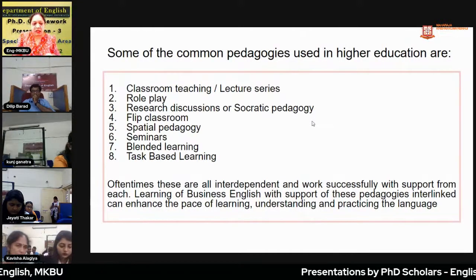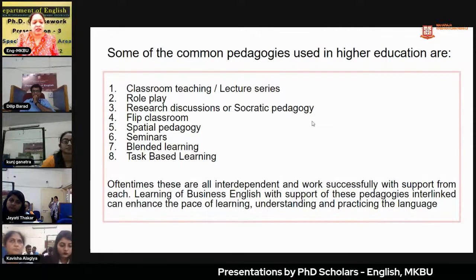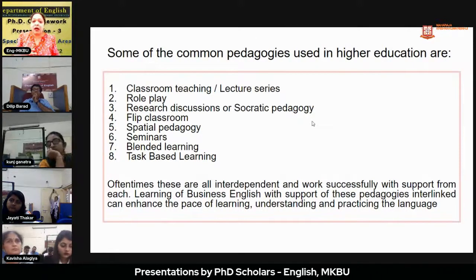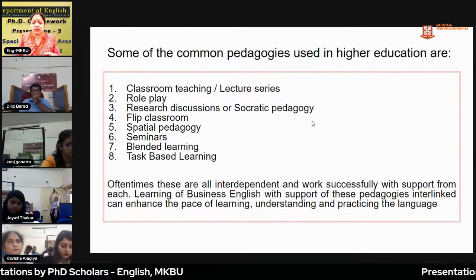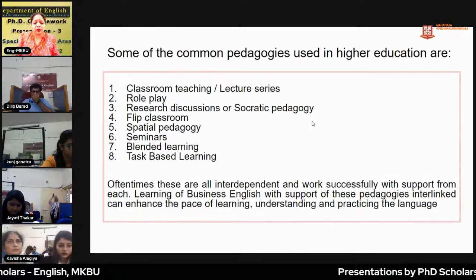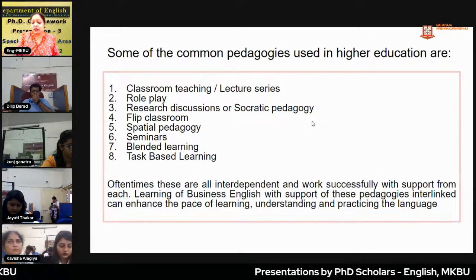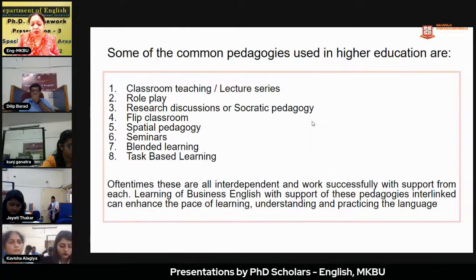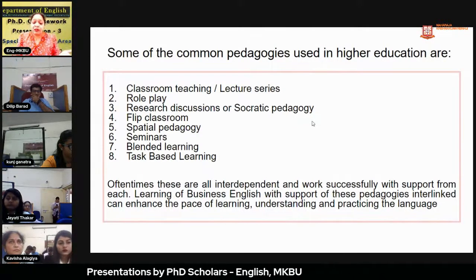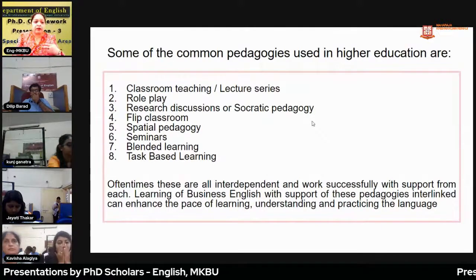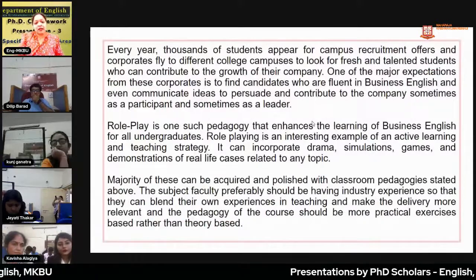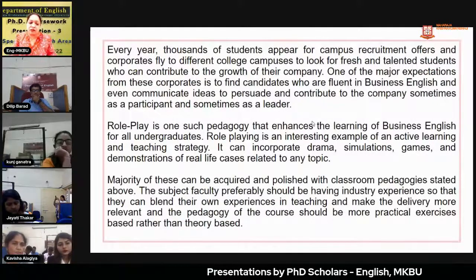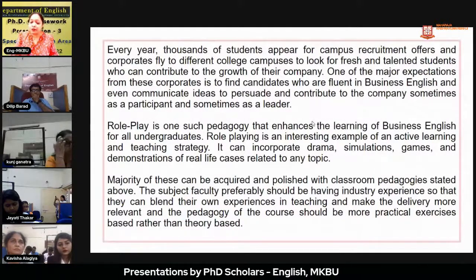the language. For example, in yesterday's presentation of mine, I was talking about how there are certain students who are weak with the language, poor learners. It becomes difficult for them to learn the language. In this particular case, if role play is used, those students also get a chance to learn from their own mistakes or upgrade themselves.